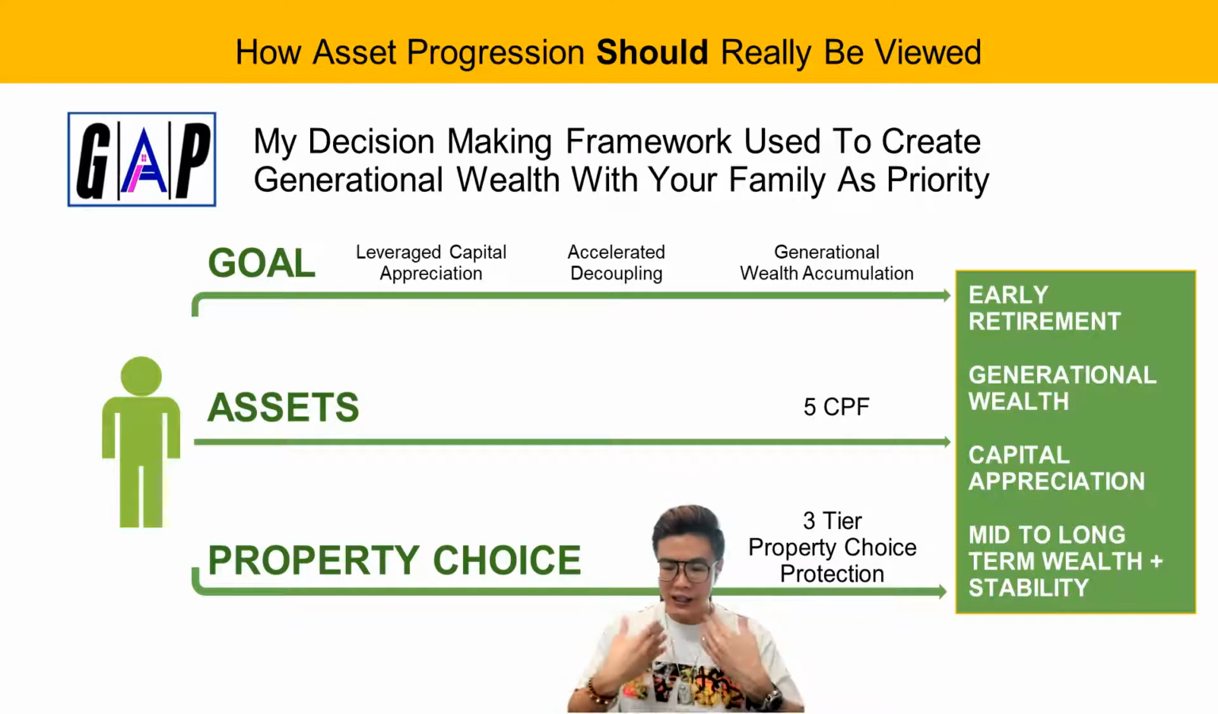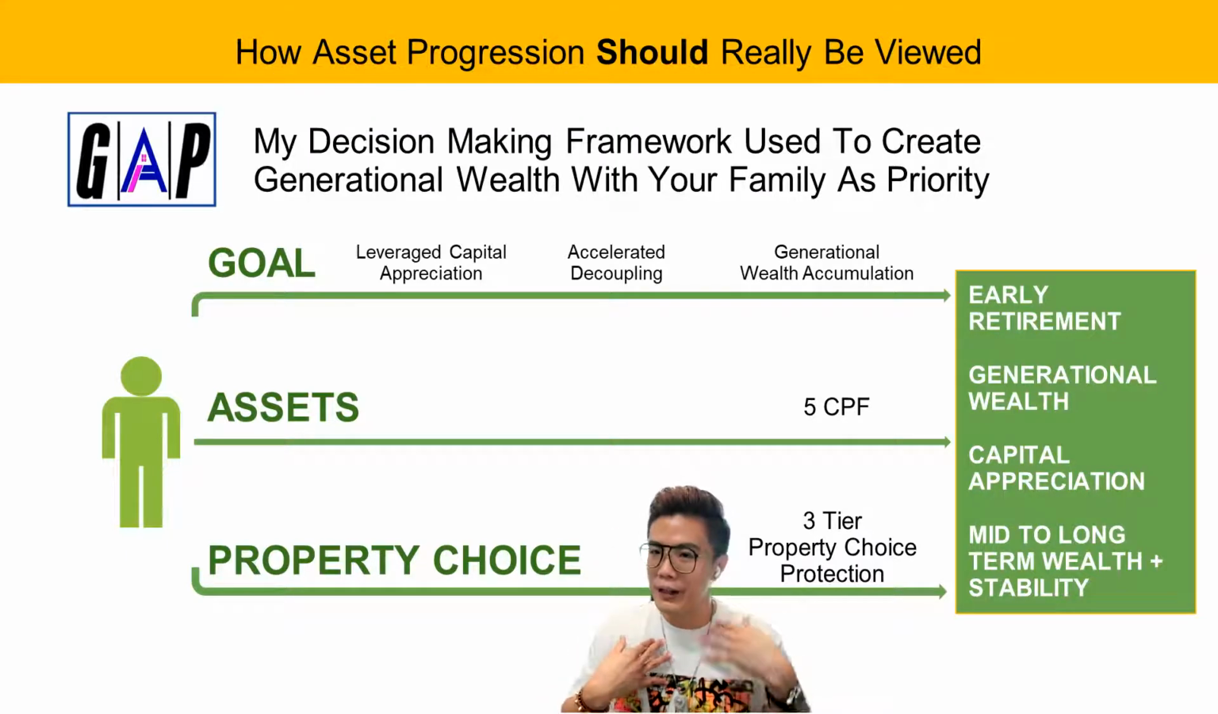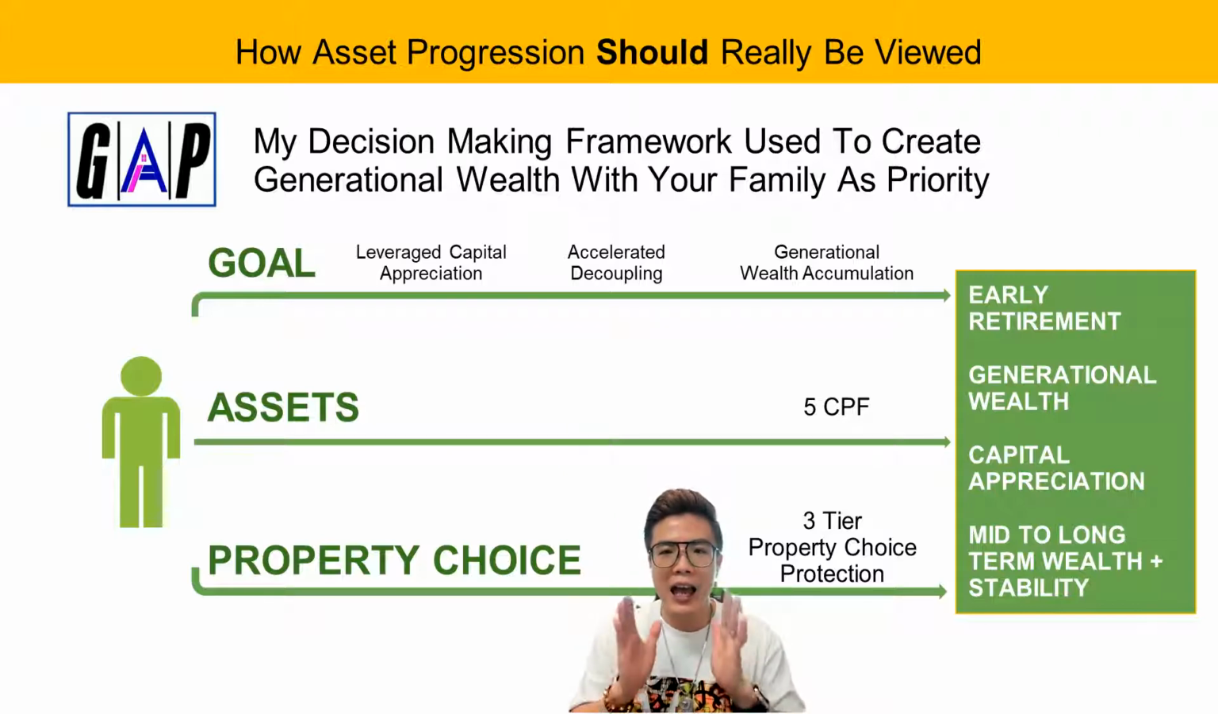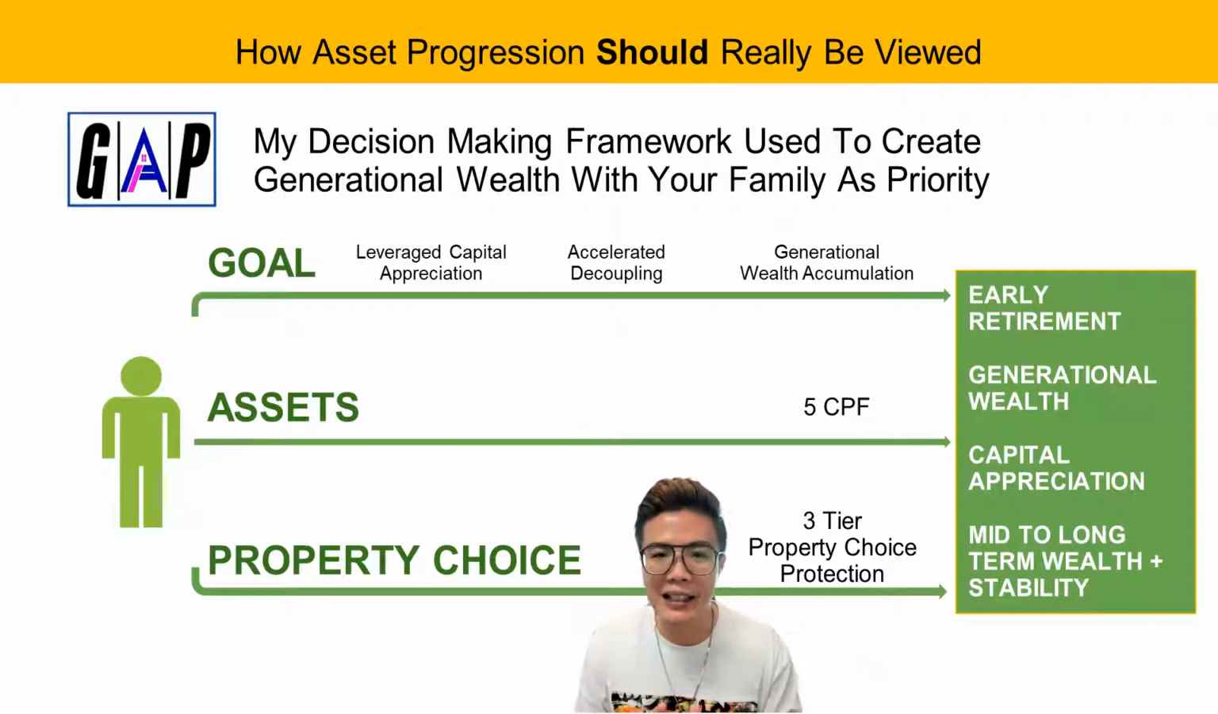It is for all of us, including myself, to have early retirement so that I can have money for my generational wealth, because I'm a family man as well. It's important for me to plan for my future generation, to have assets that appreciate in capital over the years, and most importantly to have mid and long-term stability. Because today I am in my 40s, I want to be financially free and have my asset stability before I reach the age of 55.